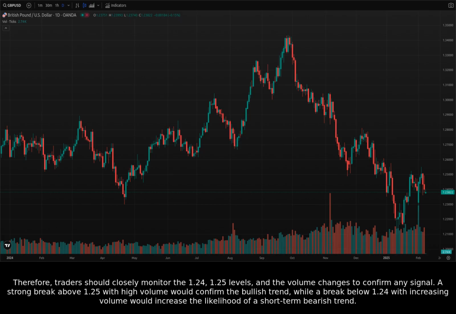Therefore, traders should closely monitor the 1.24 and 1.25 levels and the volume changes to confirm any signal. A strong break above 1.25 with high volume would confirm the bullish trend, while a break below 1.24 with increasing volume would increase the likelihood of a short-term bearish trend.